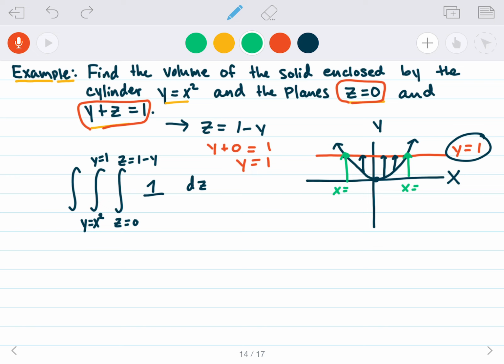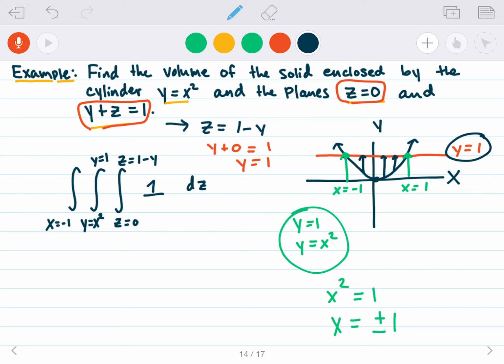Well, we just say, okay, we have y equals 1, we have y equals x squared. Let's see what these intersections are. So I set these two things equal to each other and solve for x. If I take the square root of both sides, I get x is equal to plus or minus 1. So this guy is going to be x equals negative 1. This guy is going to be x equals positive 1. So we're going from x equals negative 1 to x equals positive 1.